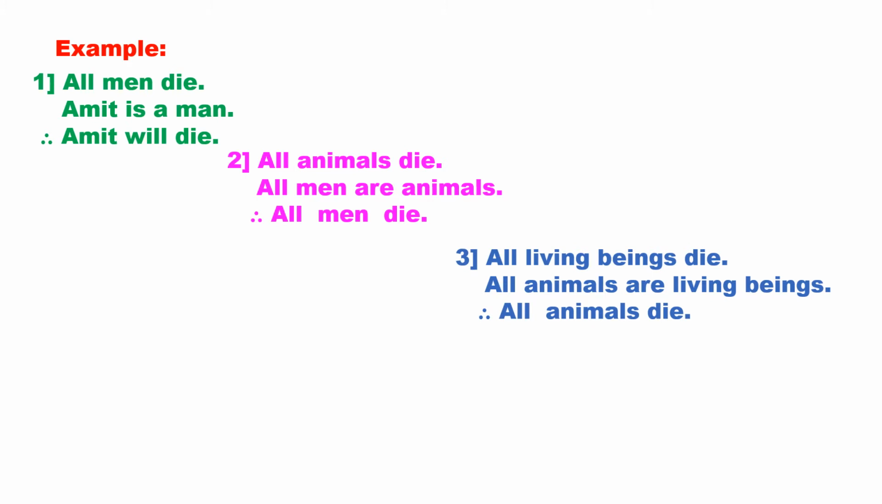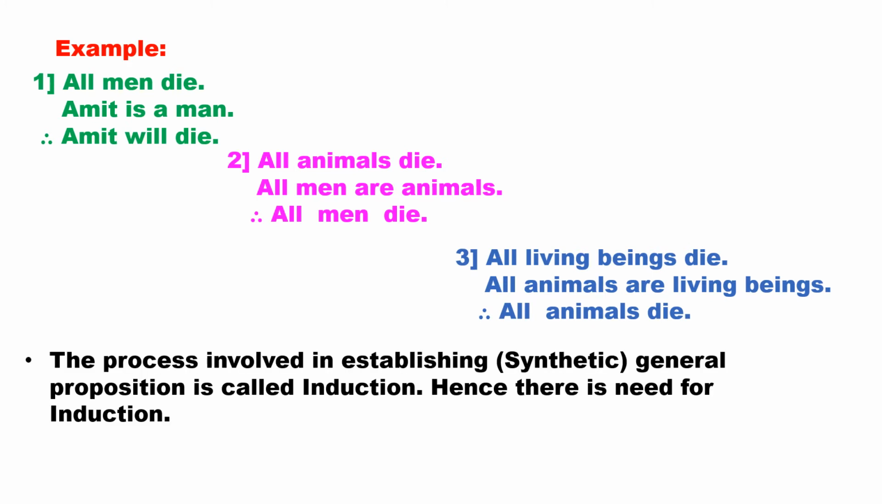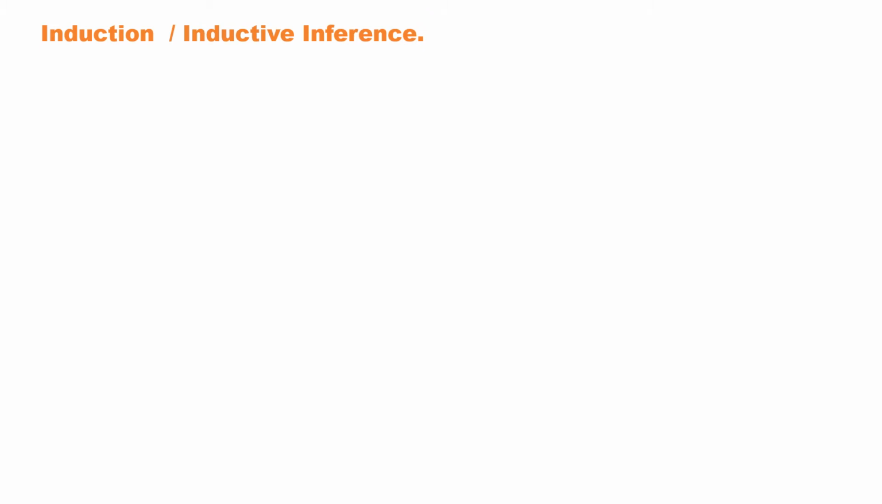And to find the truth of such more general propositions, we have to rely on observation and experiment. The process involved in establishing the synthetic, that is more general proposition, is called induction. Hence, there is need for induction. We have seen why there is a need for induction to find out the material truth.